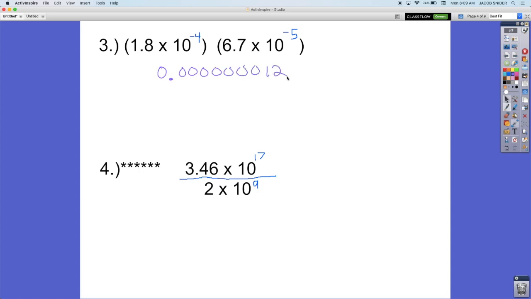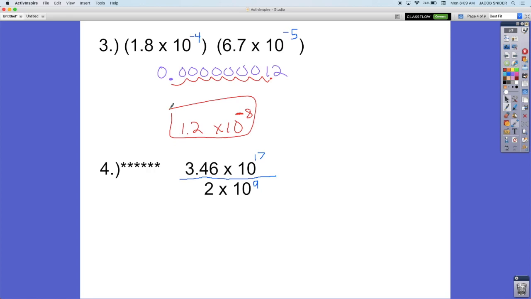There's my answer the calculator gives me, but let's write it in scientific notation one time. Here we go. Let's count it over. I want it to go between the 1 and the 2. So my answer is 1.2 times 10 to the 1, 2, 3, 4, 5, 6, 7, 8. But remember, it's a small number. What's that mean? Negative exponent.